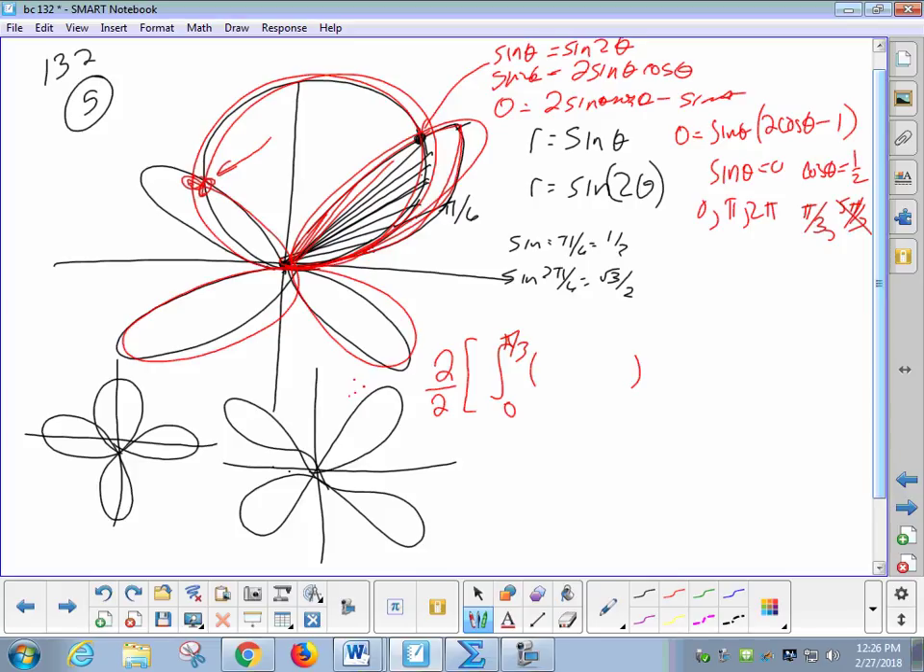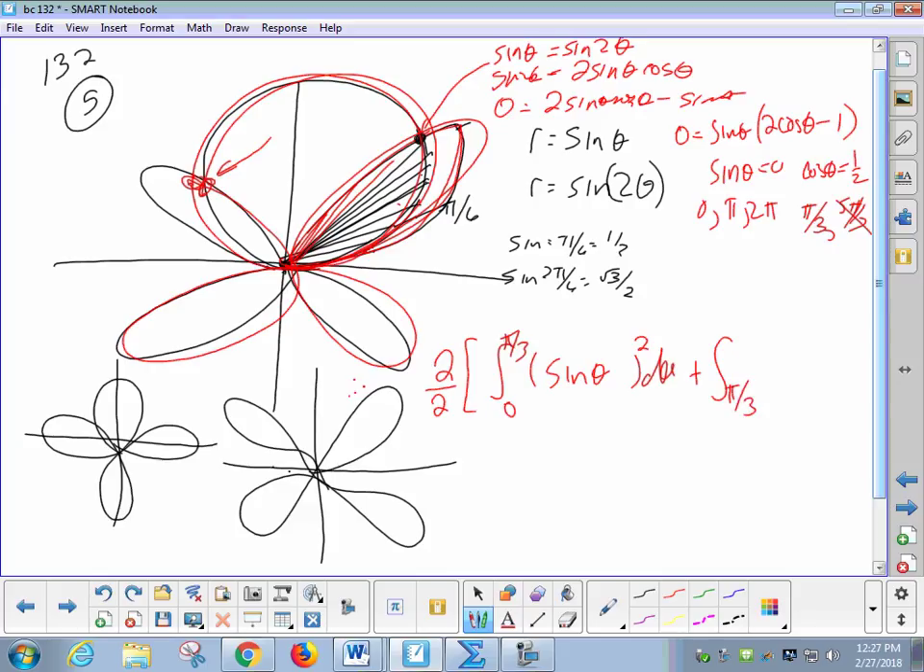Am I talking sine of theta or sine of 2 theta in this black spoke region? Is it going to the circle or the rose? Circle, and what's the equation for that circle? Sine, straight up theta, squared, d theta. Okay, that's region black. Region red, that also is now going to pick up at pi over 3.